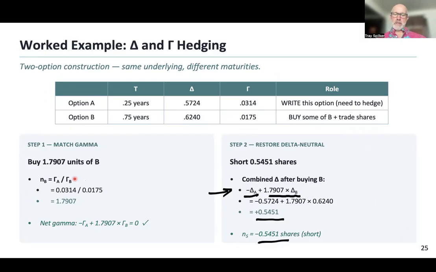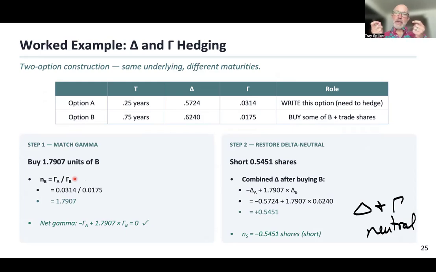And by doing so, once we've killed our delta here, we are now delta and gamma neutral in this particular example. Again, how did we get there? We hedged the gamma exposure first, the nonlinear exposure first, by buying 0.17907 units of option B. And we take the combined delta exposure of option A that we wrote and option B that we bought, and found that delta to be 0.5451. And since that's a positive delta exposure, we need to hedge that by shorting the equivalent number of shares because delta is linear in the number of shares.